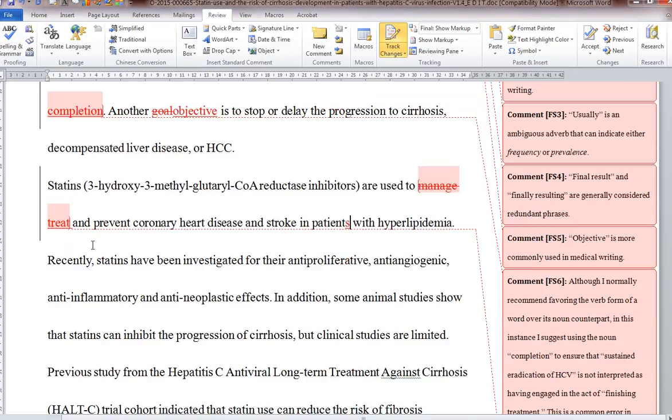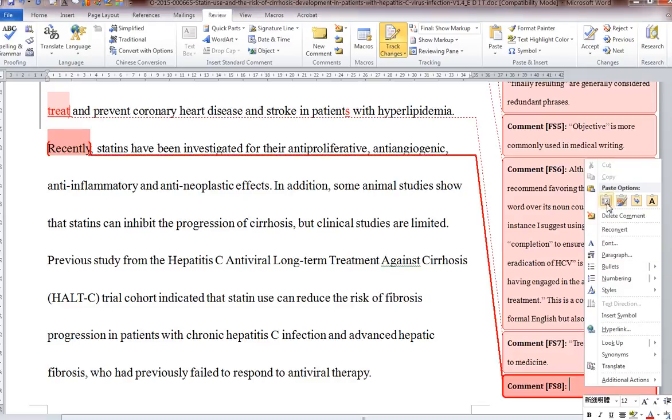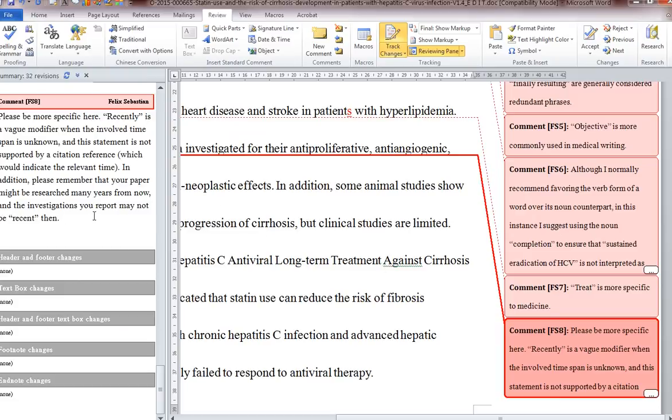All right. Next sentence. Recently, statins have been investigated. Okay. Recently, this is a problem. We don't know the time frame here. Recently can be quite general. I'll paste my comment, which will explain this concern, this multifaceted concern.